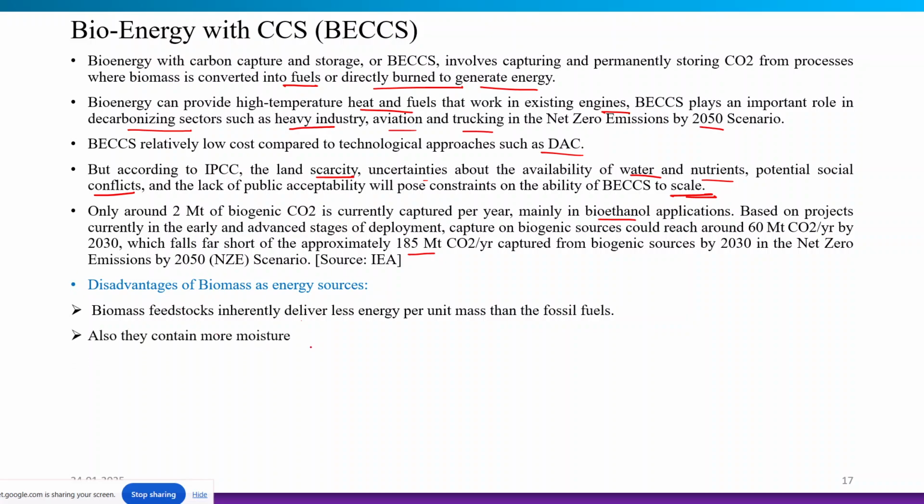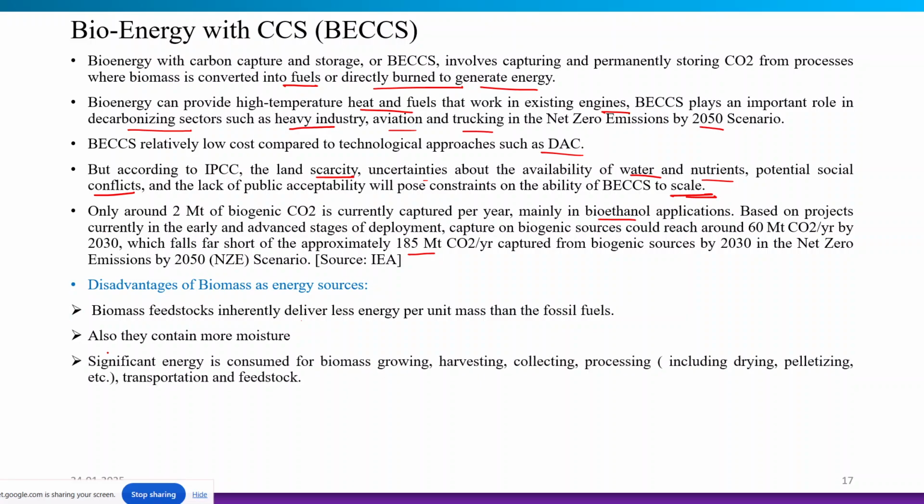Also, it contains more moisture, so if it has inherent moisture, then we cannot use it directly for electric or heat generation, right? We need to remove the moisture content of the biomass so that we can increase the energy density of the biomass feedstock. Also, significant energy is consumed for biomass growing, harvesting, collecting, and processing. Processing includes drying to remove the inherent moisture, also pelletizing and other things like transportation and feedstocking.